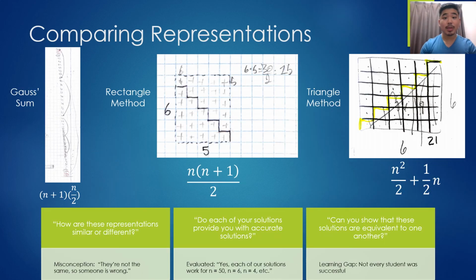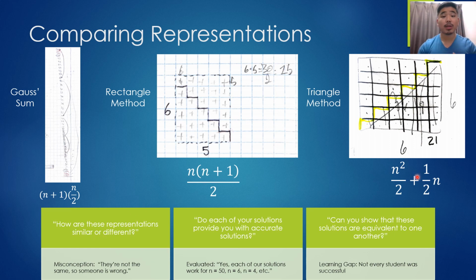So between these three methods of Gauss's sum, which they got this expression, but the rectangular method, where they received this expression, and the triangular method, where they received this expression, I asked them, all the groups in the end, to come together and compare and contrast their three ideas, and explain how they were similar, or how they were different, and how do they know if their solutions were accurate, and lastly, if all the solutions that they came up with were equivalent.